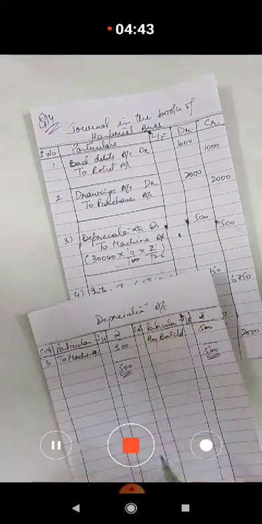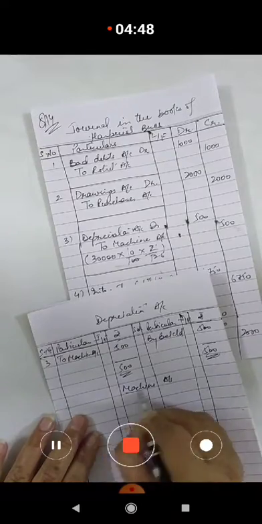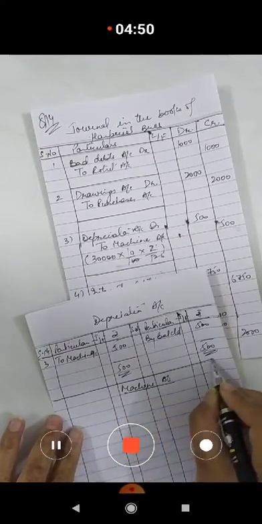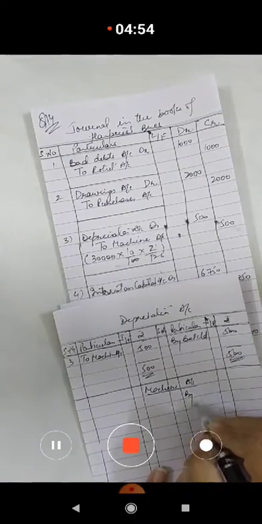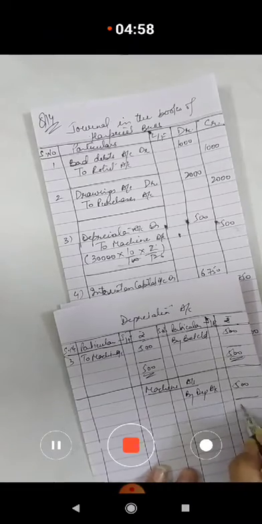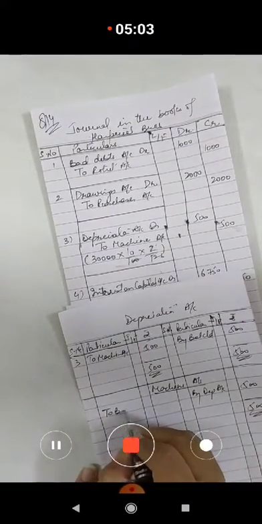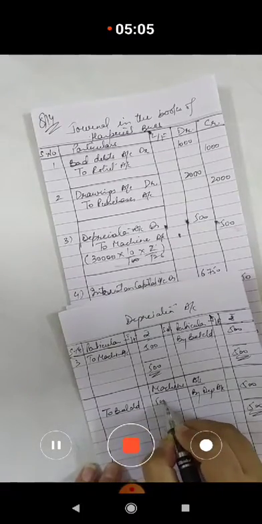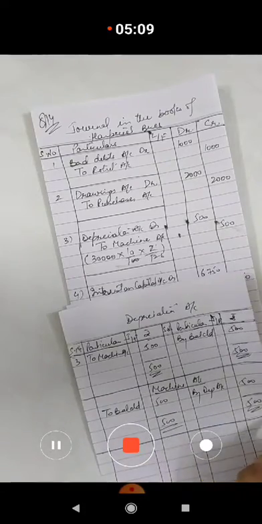So next is machine account. You will make the ledger of machine account, close it with a single line. Machine is on your credit side, so you will write by depreciation account on the credit side. Because there is no other entry named machinery, you will close the machine account to balance carried down 500, double and close, again close it with a single line.